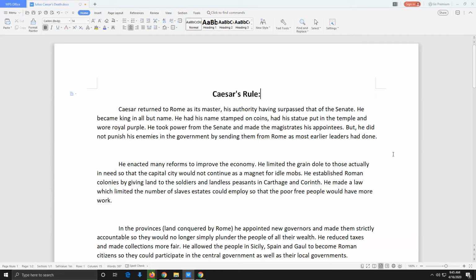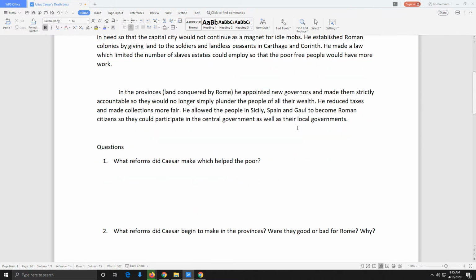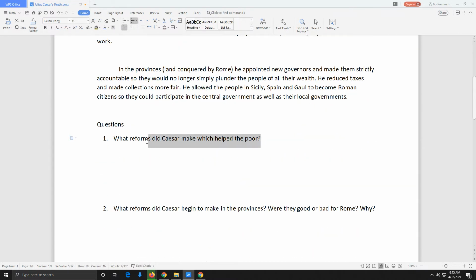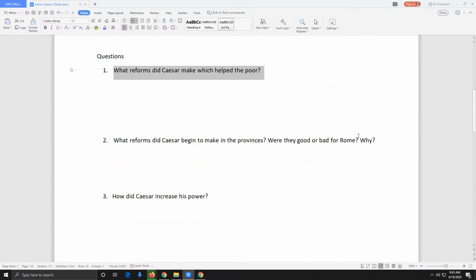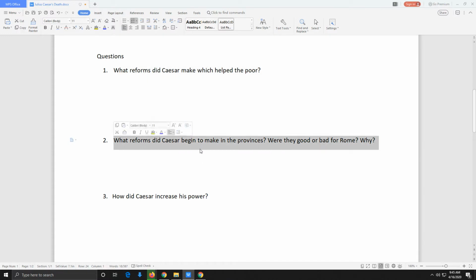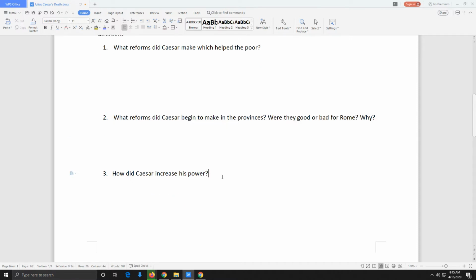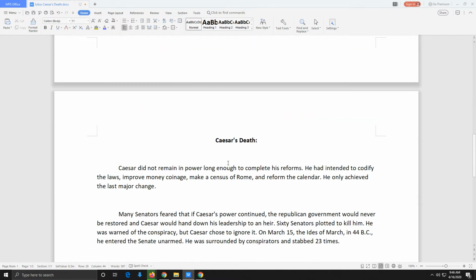Guys, for our second activity today, we're going to learn about Caesar's rule after his defeat of Pompey. We're going to find out kind of what happened after that. So from Caesar's rule, question number 1, what reforms did Caesar make which helped the poor? 2, what reforms did Caesar begin to make in the provinces? Were they good or bad for Rome? Why? 3, how did Caesar increase his power?